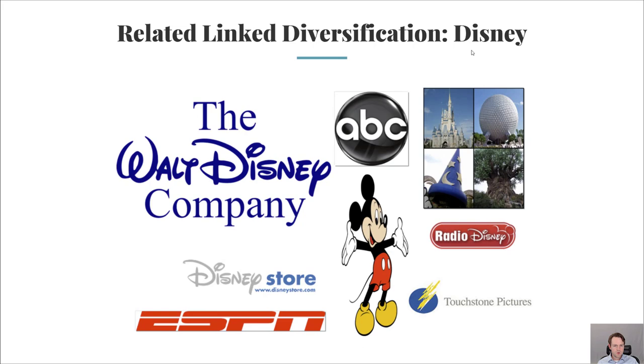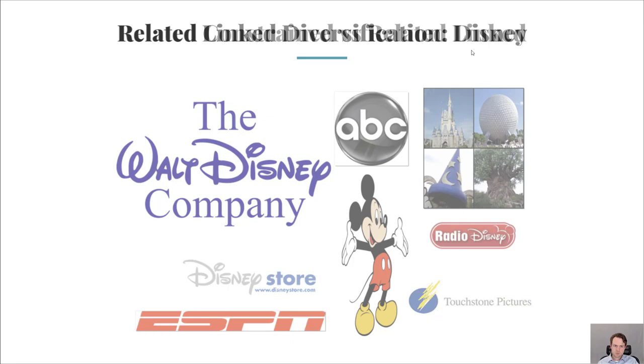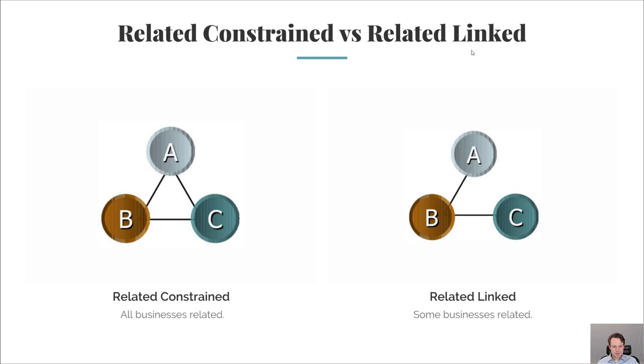Related linked diversification: Disney. The Walt Disney Company owns ABC, the Disney Store, ESPN, Disney Radio, movies, now Marvel and Star Wars licensing. While there's some overlap between some of these things, being in movies and TV is somewhat similar, other things such as theme parks and radio are very different. So you have some overlap, but not total, thus related linked diversification. That is the primary difference between related constrained and related linked. In related constrained, basically all of the businesses are related, closely grouped together. In related linked, there are some linkages, some overlap between some of the industries, but they are not all related and linked together.